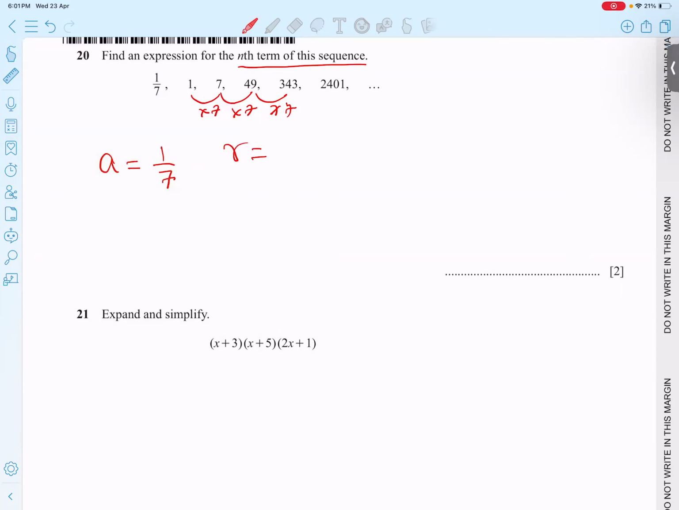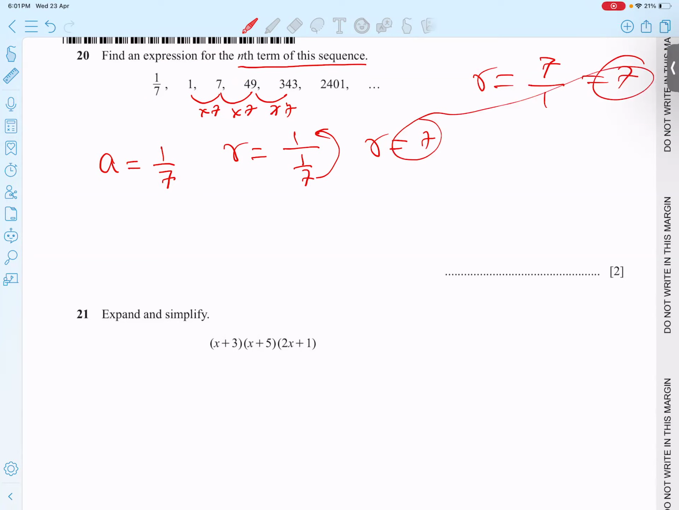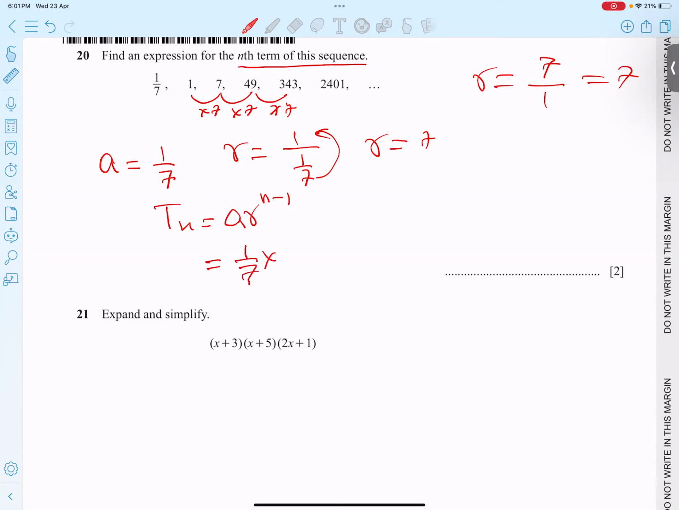What's the formula for R? Second term divided by first term may be hard for you, but I show you. It flips, R value is 7. But if you don't like this one, I have another way: third term on top and second term on the bottom. And I got a 7 once again. You see, same. So the formula is what? Tn equals A r to the power n minus 1. A is 1 over 7, common ratio is 7, and power n minus 1.